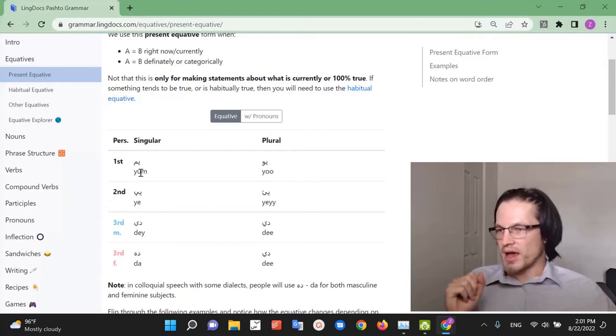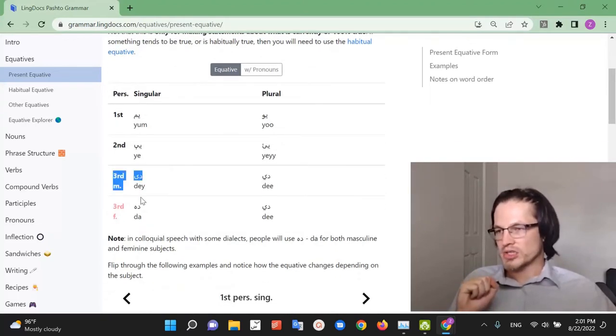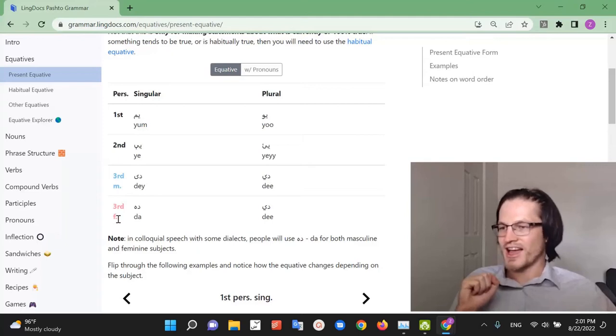So we have I am, yum, you singular, you are, ye. And then notice this is where it gets fun. Pashto has masculine and feminine. So they have the masculine here in blue with a little M, and then the feminine here in pink with a little F. Okay? So, for example, if I want to say he is, then I would say de. Okay? He is. If I want to say she is, I would say da. She is, da.